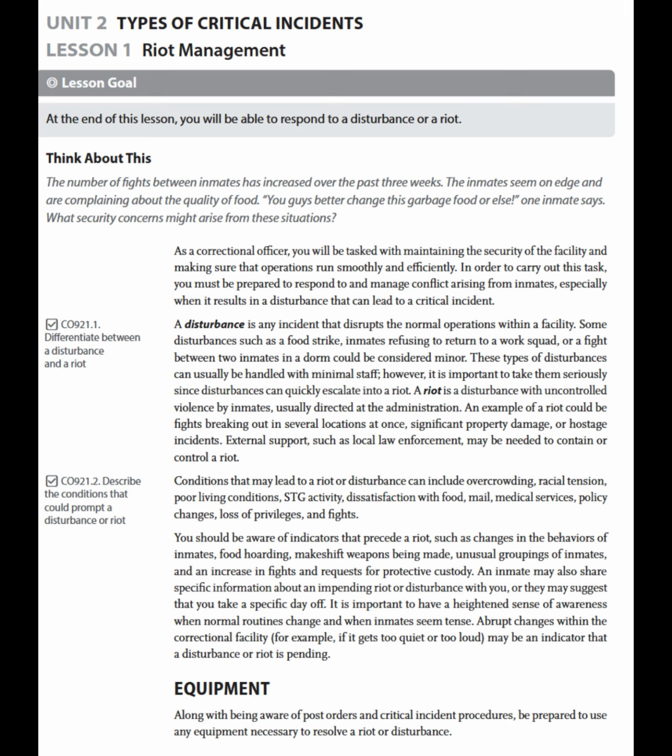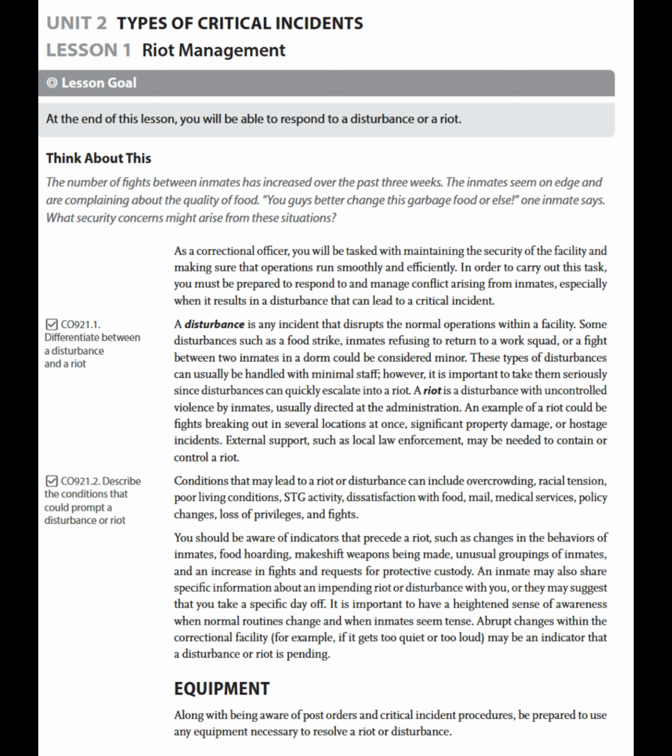Describe the conditions that could prompt a disturbance or riot. Conditions that may lead to a riot or disturbance can include overcrowding, racial tension, poor living conditions, STG activity, dissatisfaction with food, mail, medical services, policy changes, loss of privileges, and fights.